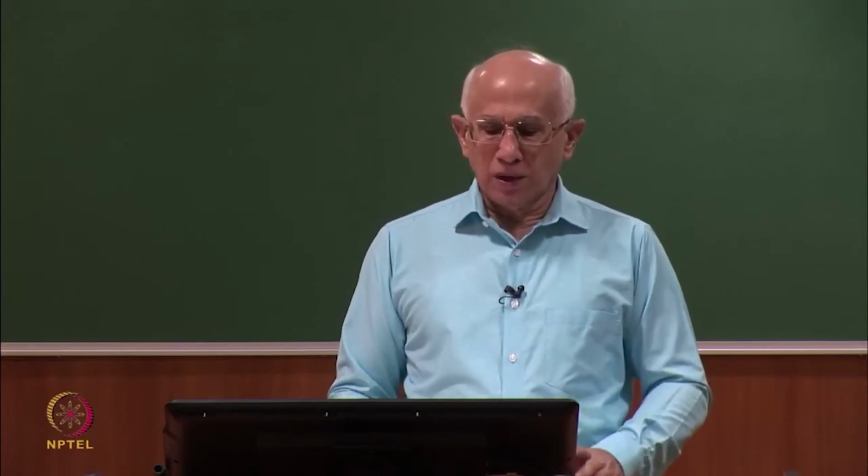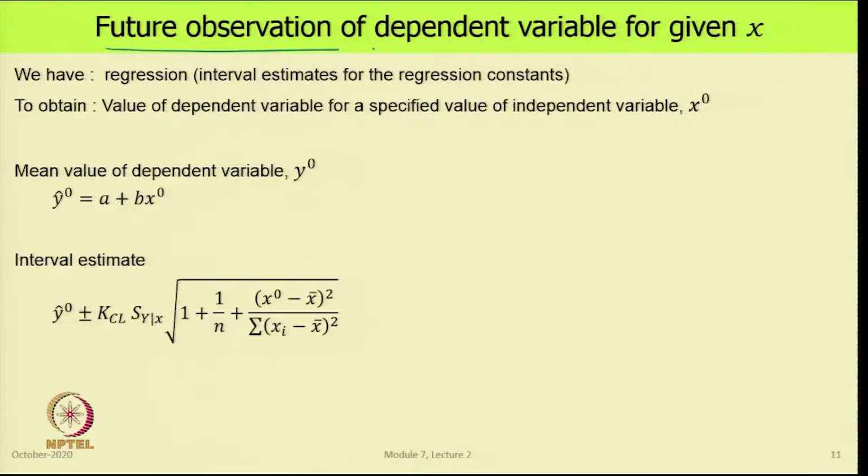So, this is what we call future observation of a dependent variable for given x. First we will see this, that means we are trying to predict what will be the value that will come out of this regression and its interval estimate. Two things we are doing together. In the next part, instead of asking for the future observation, we will say, well, y was distributed, how can I predict its mean value? That we will see in the next one.